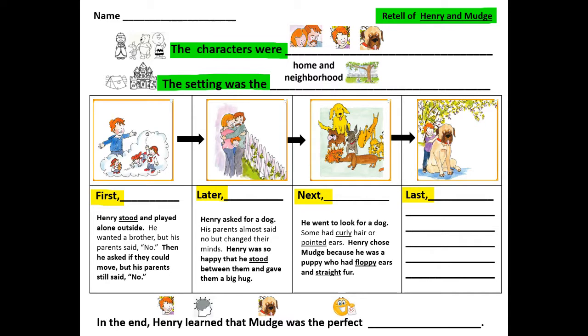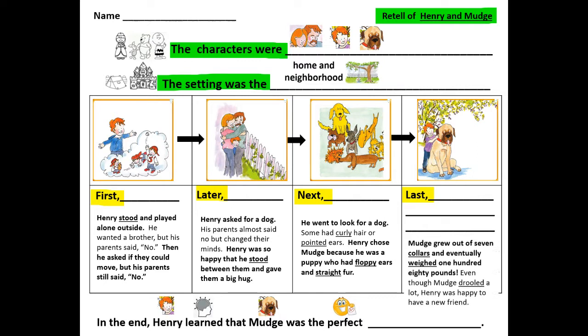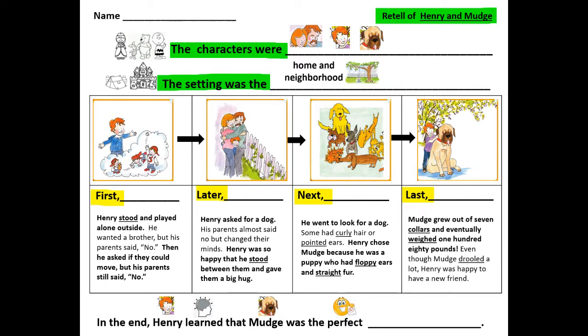So last, what's finally happened at the end or last part of the story? What's going on? Last, Mudge grew out of 7 collars and eventually weighed 180 pounds. Even though Mudge drooled a lot, Henry was happy to have a new friend.